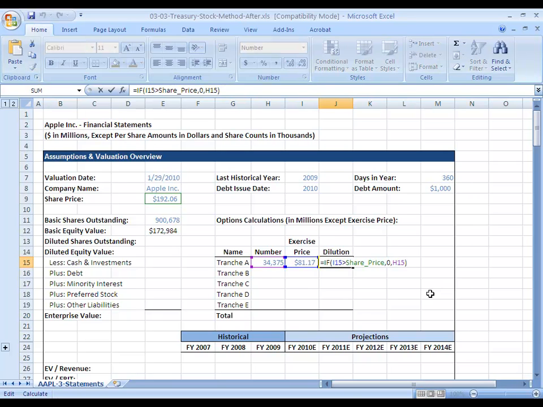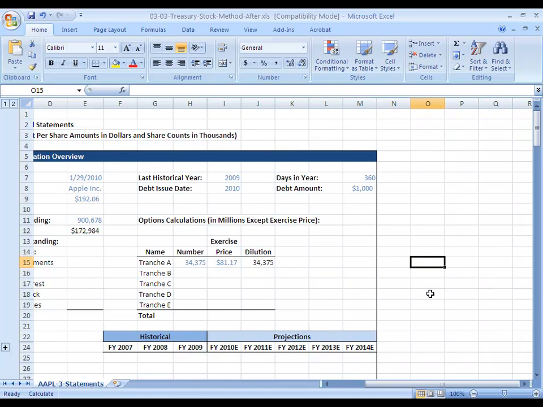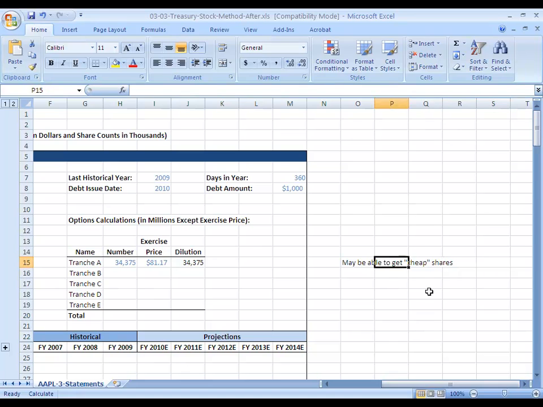But the problem here comes back to something we went over in the previous video on our analogy for what actually happens. Remember that when you make a bet like this, there's another side to it. So you may be able to get something for cheaper than it actually is. So I'm just going to say maybe able to get cheap shares, but you still have to pay, and the other party still gets cash.